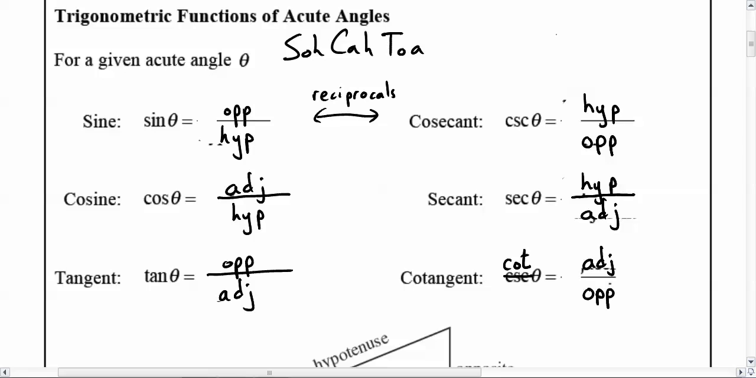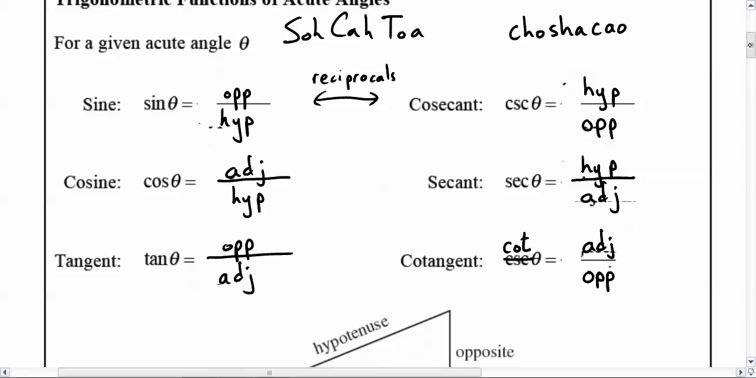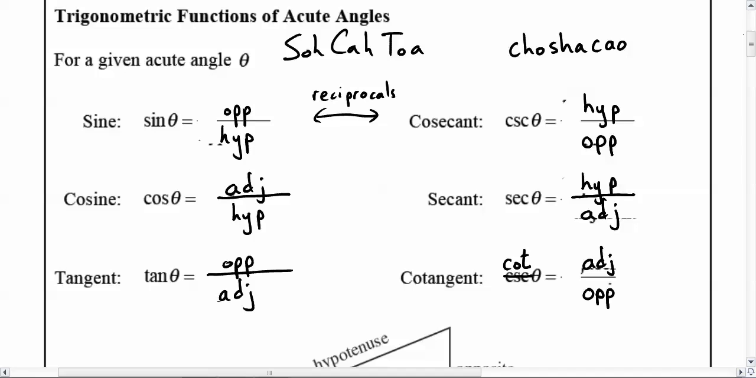So we have another acronym now. Cho, sha, cow. Sounds Chinese. There isn't actually an acronym for these ones.